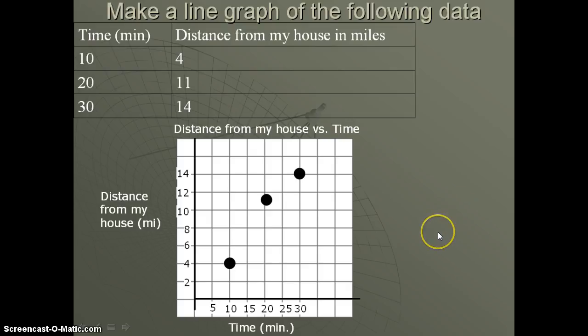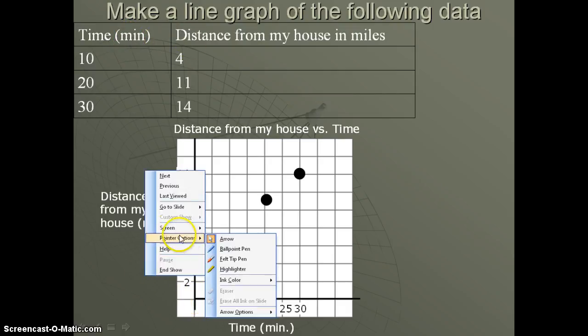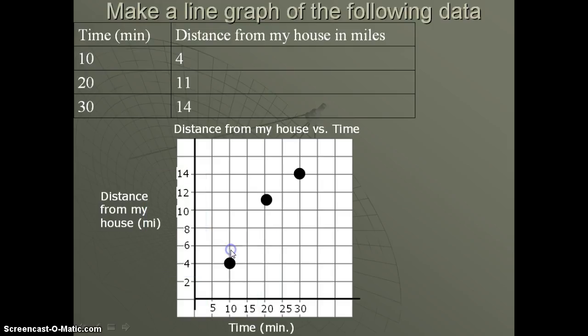Now, since this is a line graph, we want to connect the dots. Now, I didn't have room on the slide to put 0, 0 here, so we're going to assume that at time 0, I was 0 miles from my house. So let's just put this spot in as an extra point, and then we can connect the dots.